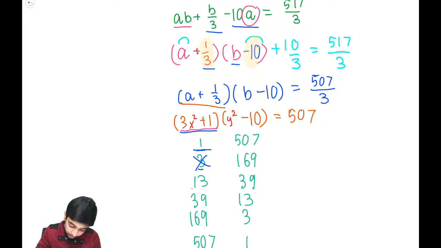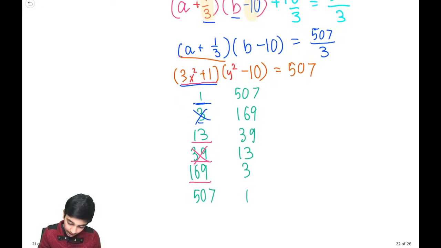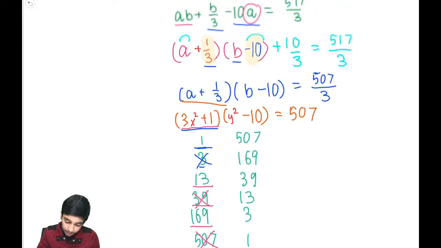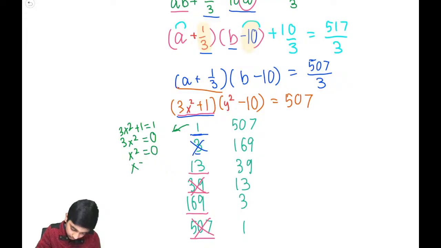13 works too, because 13 leaves a remainder of 1 when divided by 3. 39 does not work, because it leaves a remainder of 0 when divided by 3. 169 does work, and 507 doesn't work because it's a multiple of 3. So now we've eliminated some possibilities. So in this first possibility, we have that 3x squared plus 1 is 1, meaning that 3x squared is 0. And that means that x squared is 0, or x equal to 0.